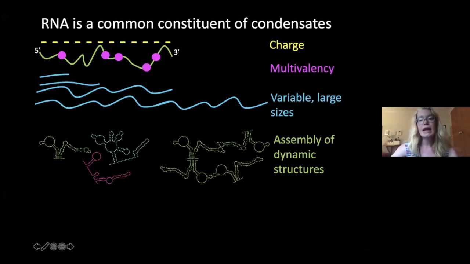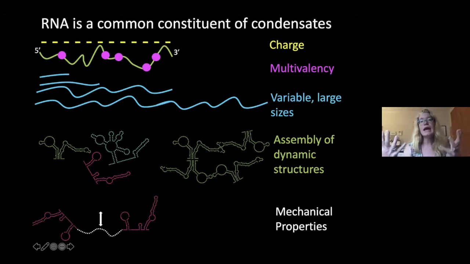RNA can also assemble in a variety of dynamic structures, at the tertiary and also quaternary level, that are sequence encoded and can be remodeled by enzymes such as helicases. And RNA itself has distinct mechanical properties compared to peptides.